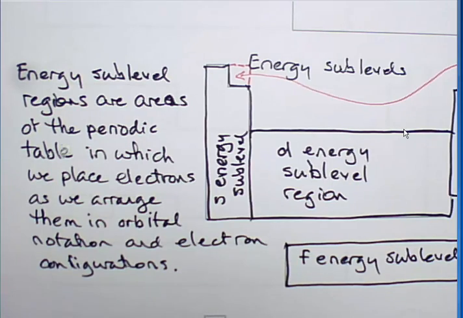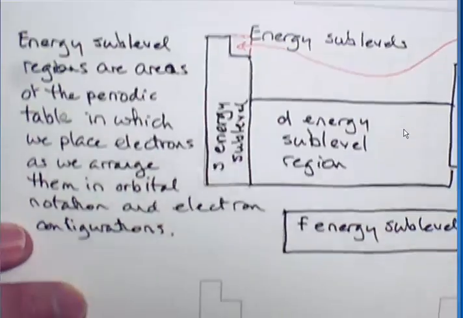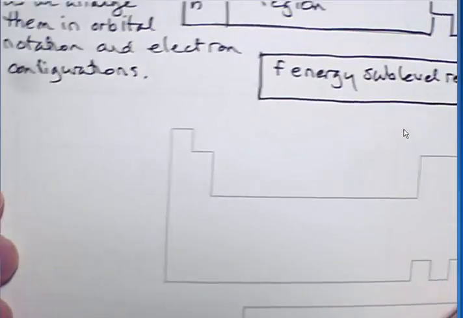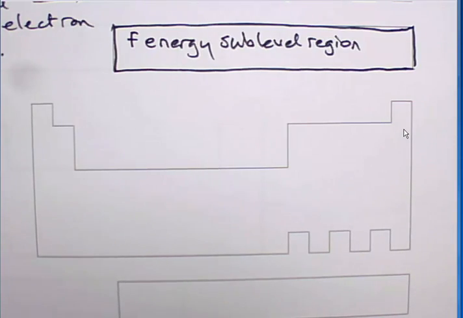Everybody finished with the notes on that? Okay. Now we're going to talk about some names that we give certain types of elements and where they're arranged on the periodic table. We have some special names for certain elements in certain columns of the periodic table.